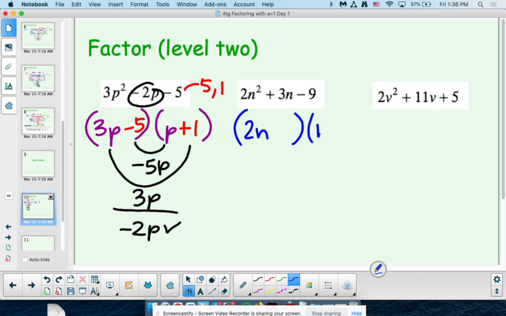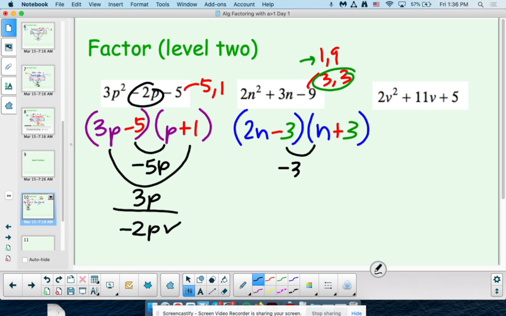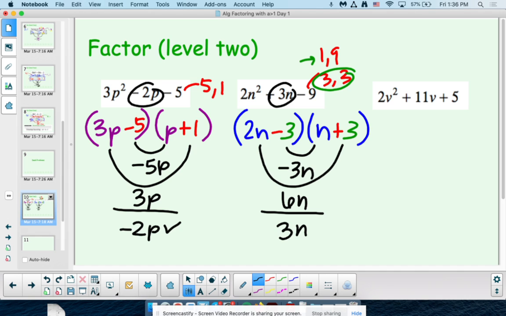Okay, another one here, kids. 2n and an n. I'm multiplying to a negative number again, so I know I'm going to have a plus and a minus. So there's two ways to get to 9. I have 1 and 9 and 3 and 3. And like I told you before, I would usually start with the ones that aren't so extreme, like 1 and 9, go for something in the middle. So if I try a 3 and a 3 here, I'm going to get negative 3n, a 6n, combine those for a positive 3n, which is what we wanted, all as well.